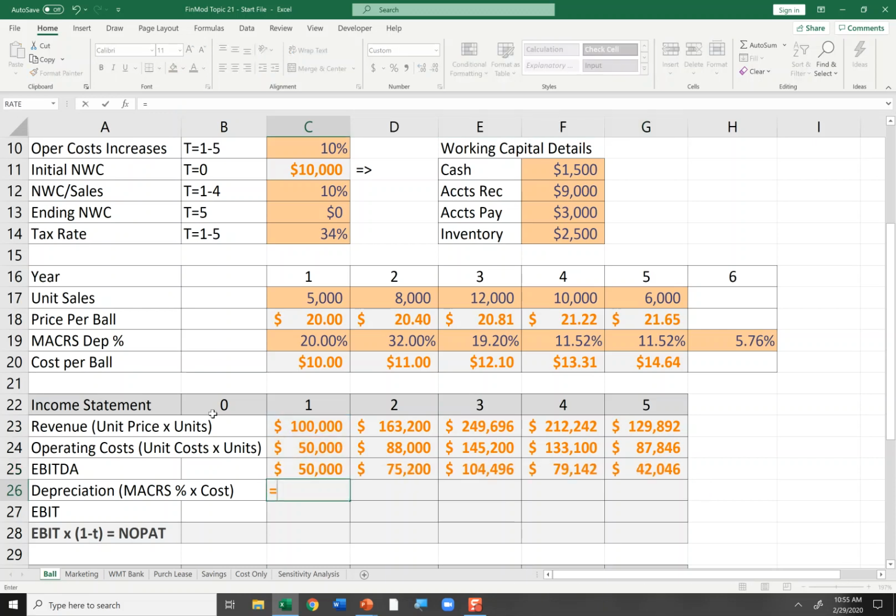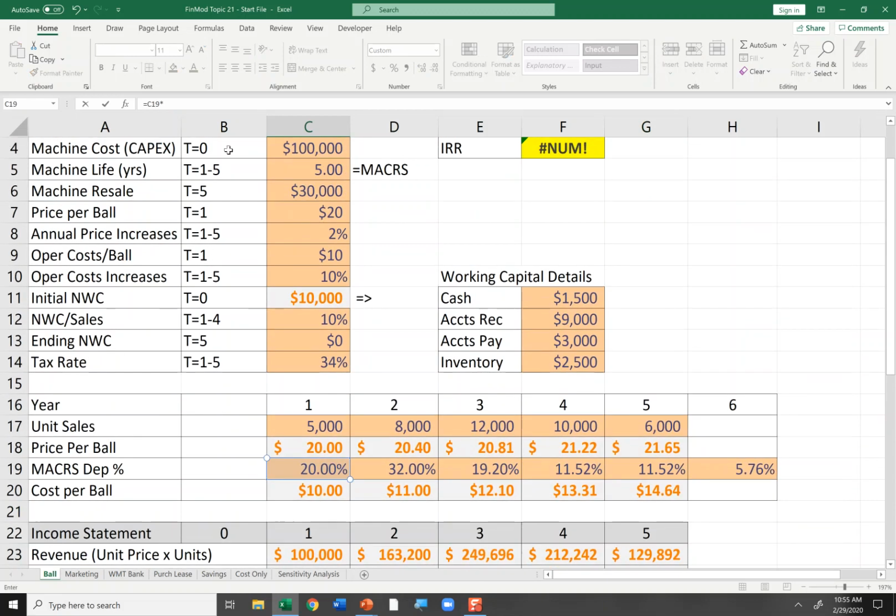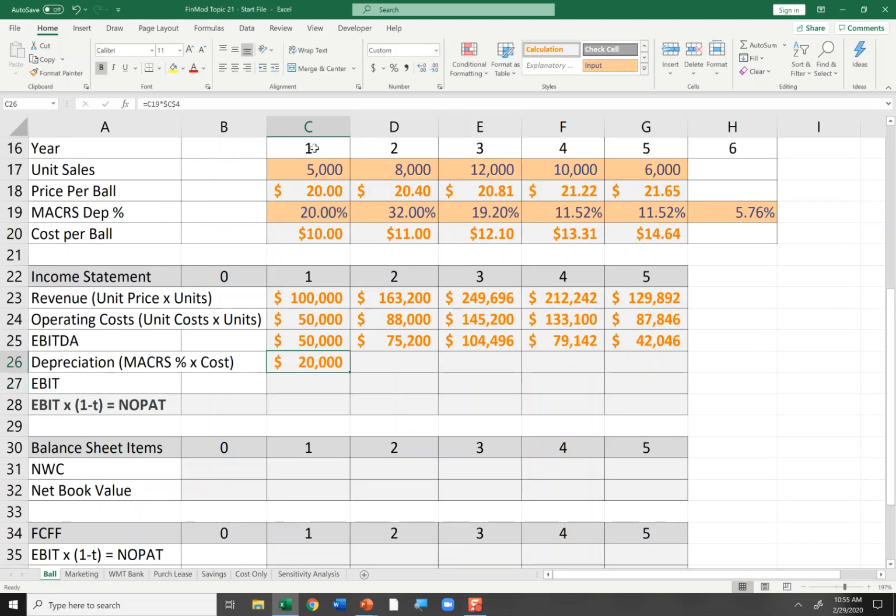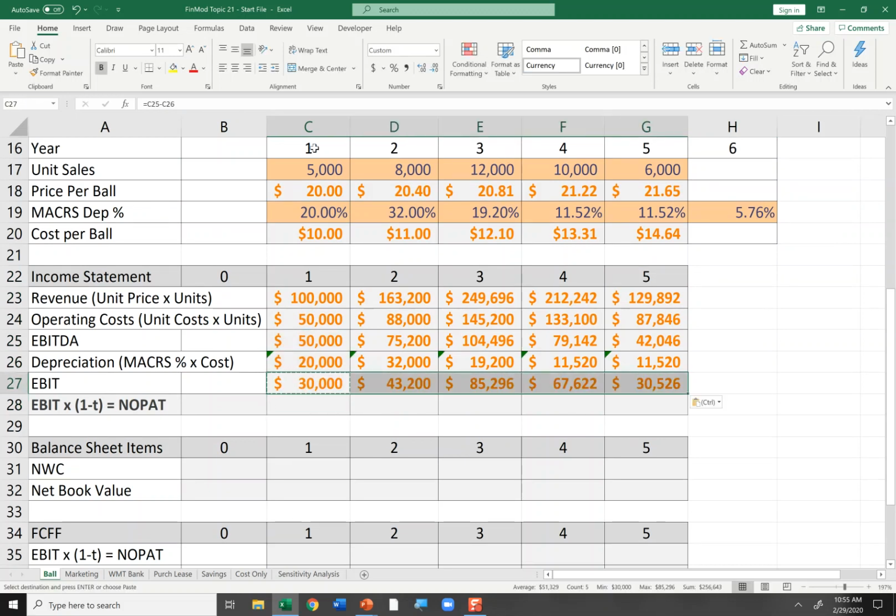Now let's take our depreciation. The depreciation per period is going to be the depreciation rate for that year times my capital expenditure. And I'm going to anchor that capital expenditure. So I'm going to depreciate 20% and then 32% and so on. But I'm going to finish it off at the end of year 5. So that's going to give me EBIT.